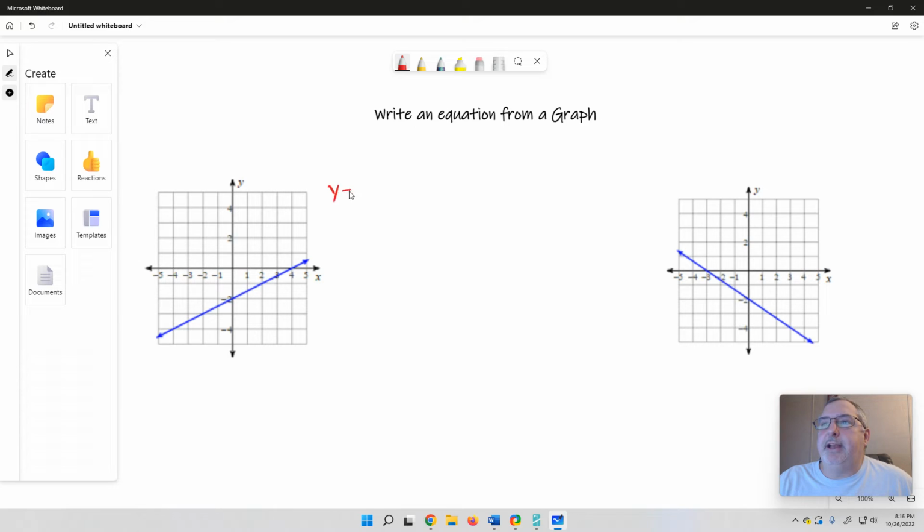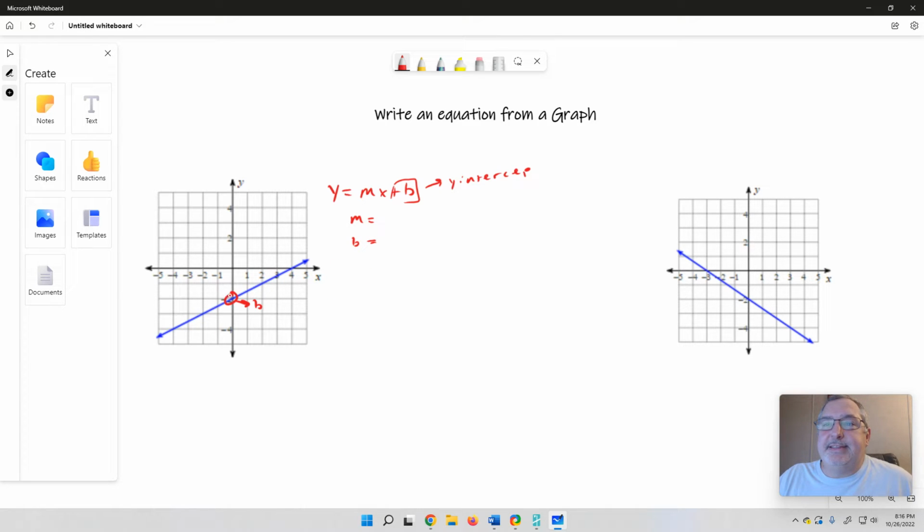So remember, we're writing this equation, y equals mx plus b. So I need to know m and I need to know what b is. Well, b is the easy part. That's the y-intercept. So to show work on this, basically all you're going to do is find the y-intercept and say that's where b is. That's all you got to do.